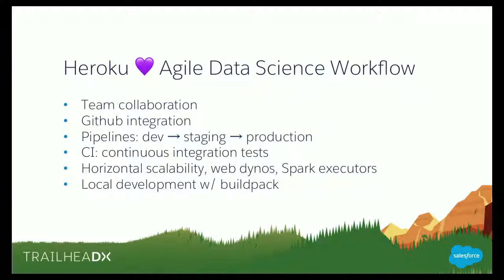So with Heroku, you also get horizontal scalability of your web dynos and Spark executors. This is not so much agile as it is just saving you a lot of time when you start needing to solve a lot of real-time queries. You can easily scale up the PredictionIO web process and serve hundreds or thousands of requests per second.